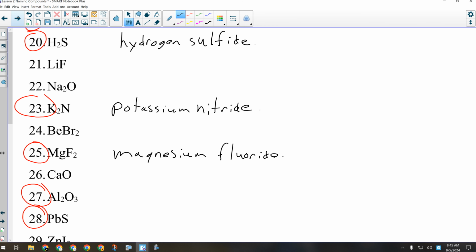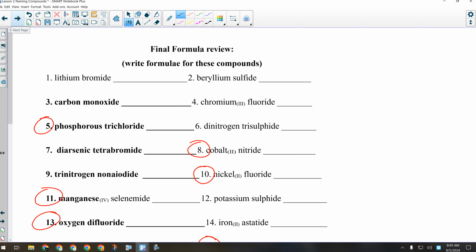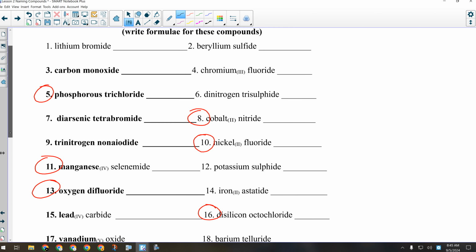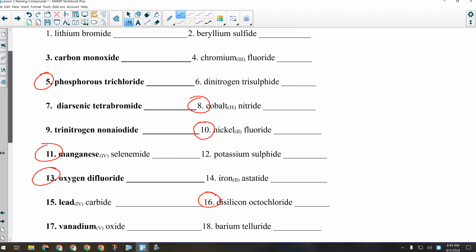Let's try some names to formulas, because that's what we started yesterday. All right. I would like you guys to do the circled ones in red there, please. Okay, let's have a look at these ones. So I got number 5, phosphorus trichloride, ionic or molecular? Molecular. Okay, phosphorus and chlorine are both non-metals. So I'm going to have phosphorus, I'm going to have chlorine. Okay, how many phosphorus? 1. Just 1, right. And how many chlorine?